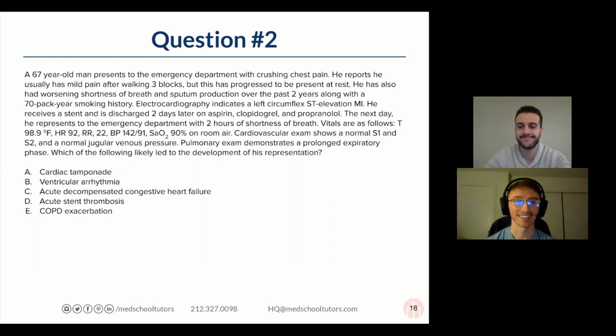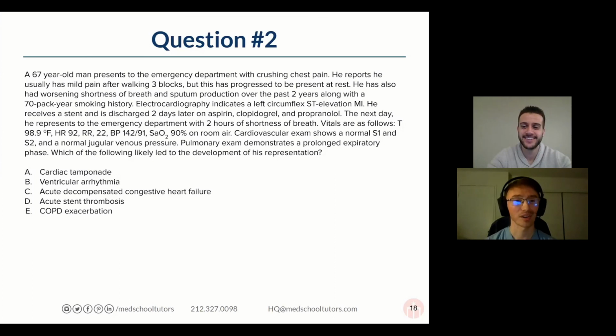Oh, love it. So he reports he usually has mild pain after walking 3 blocks, but this has progressed to be present at rest. Okay, boom. So now we're having pain at rest, whereas before it seemed to be some chest pain on exertion. I'm going to try to go through this without saying any diseases, and y'all can jump in.